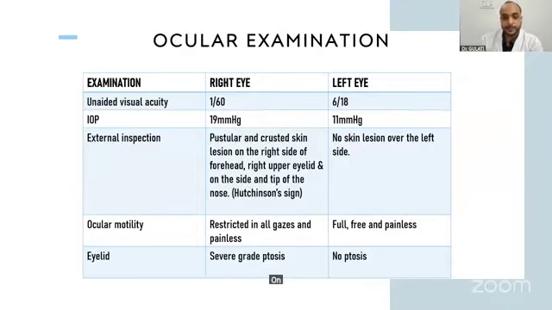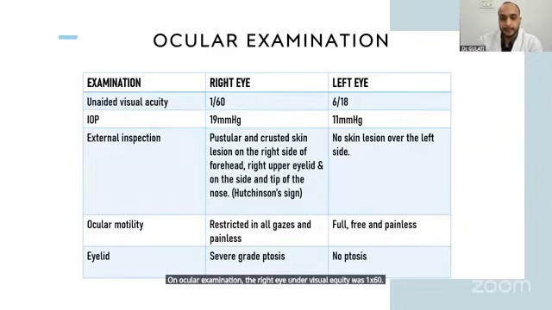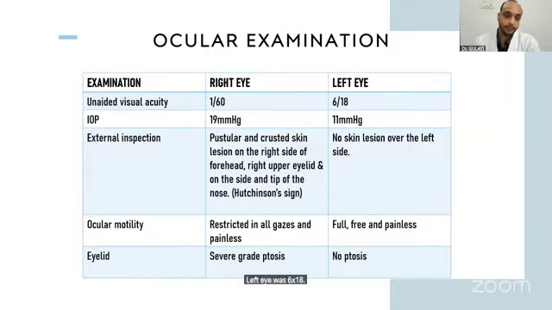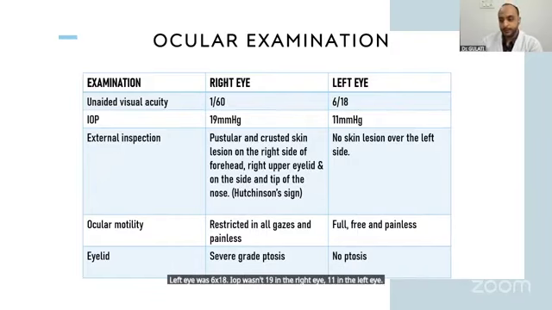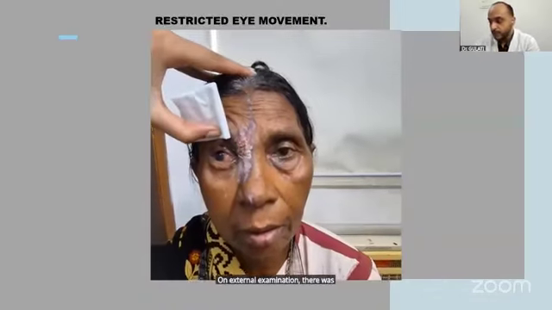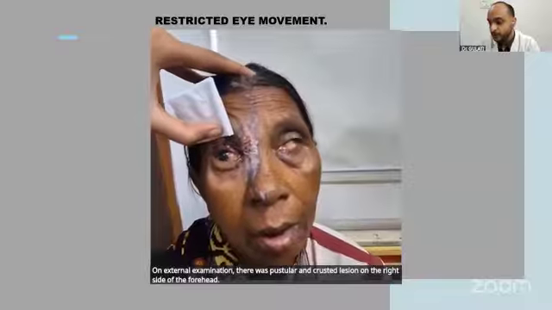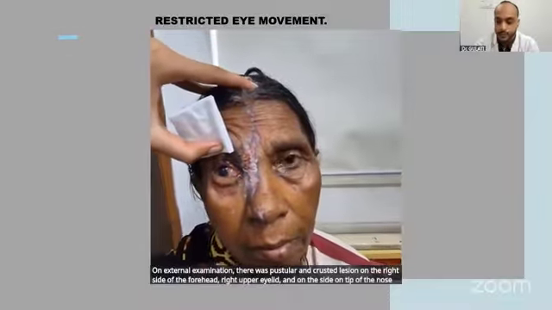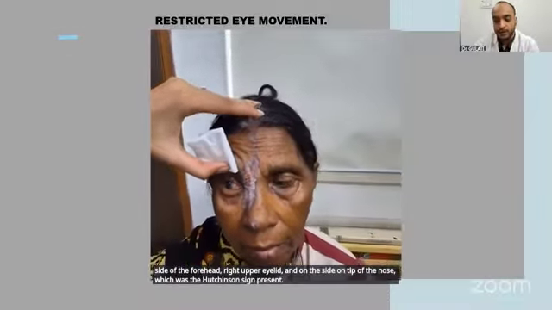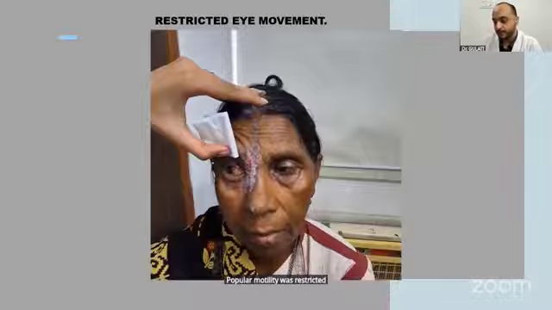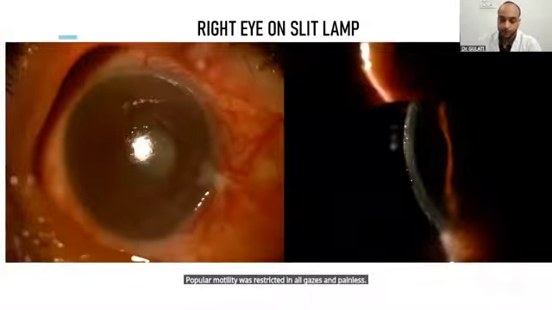On ocular examination, the right eye unaided visual acuity was 1/60, left eye was 6/18. IOP was 19 in the right eye, 11 in the left eye. On external examination, there was pustular and crusted lesion on the right side of the forehead, right upper eyelid, and on the tip of the nose, so Hutchinson sign was present. Ocular motility was restricted in all gazes and painless. There was severe grade ptosis.